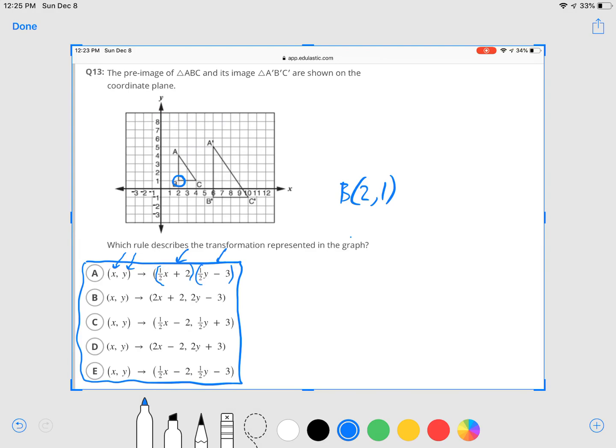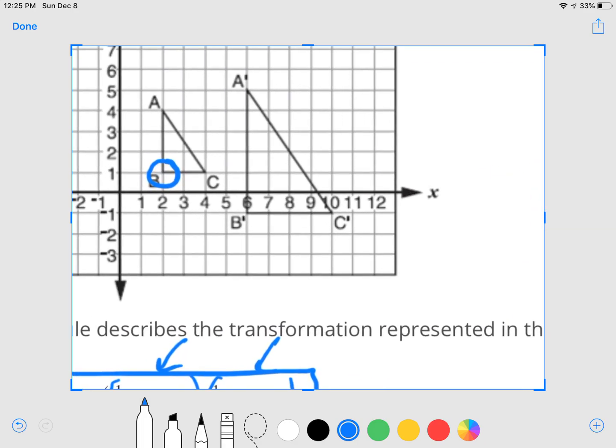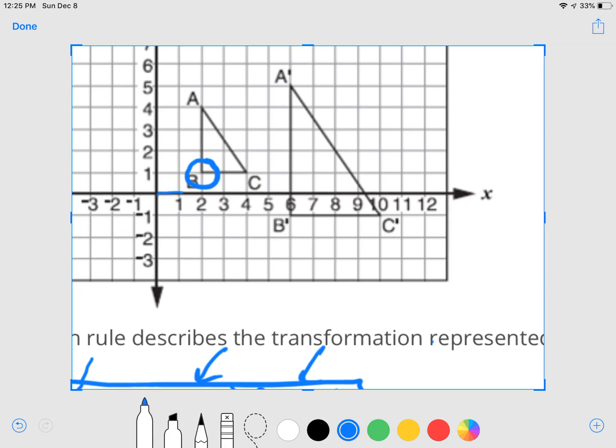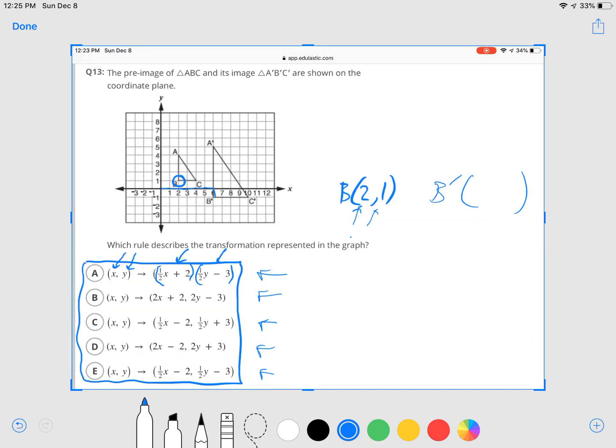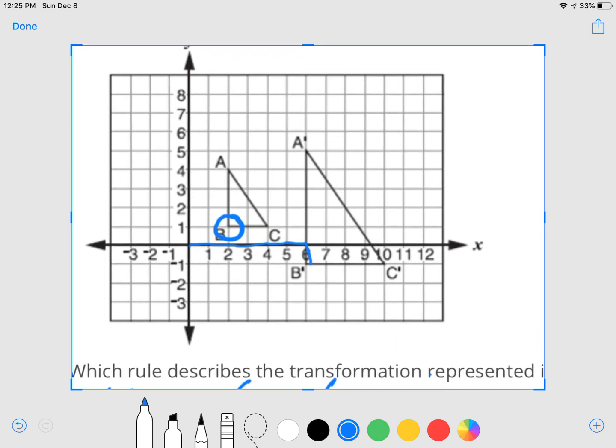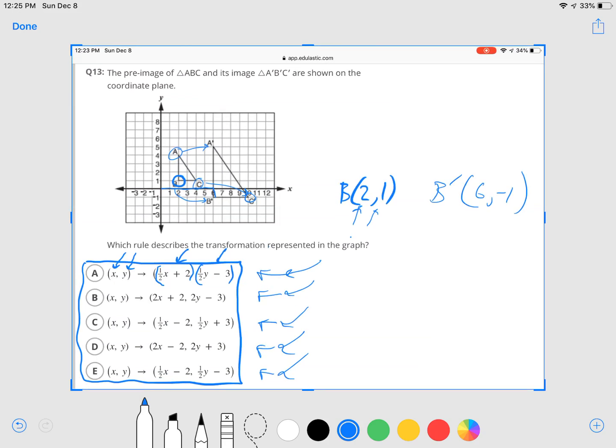And what we're going to do is plug these points into these various rules and see which one of these rules actually gets us a B prime that lands where it's supposed to. Where's B prime supposed to be? It's supposed to be at 1, 2, 3, 4, 5, 6, comma, -1. So we're supposed to get B prime of 6, -1. Only one of these will do that for all of the points, A to A prime, B to B prime, and C to C prime.